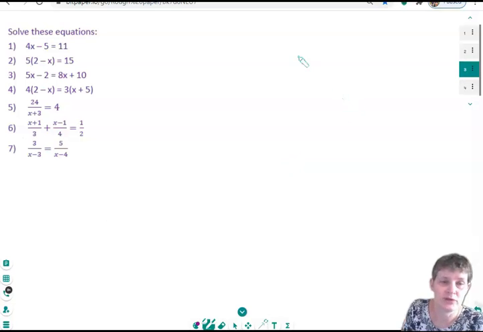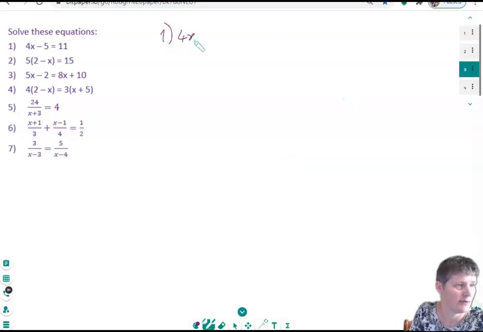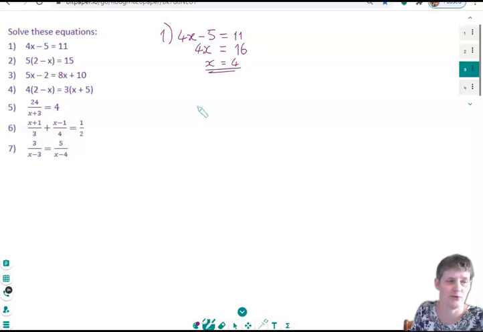Okay, so with question 1, the x has gone into the function machine, it's been multiplied by 4, then it's had 5 taken away, and the answer is 11. So to get back to having the x on its own, we need to do all that backwards. We need to add 5 to both sides. So if we've got negative 5 and we add 5, it disappears from there and we're left with just 4x on that side. And we add 5 to the 11 and we get 16. And if 4 lots of x is 16, then we need to divide both sides by 4 to get 1 lot of x. So x is 4.